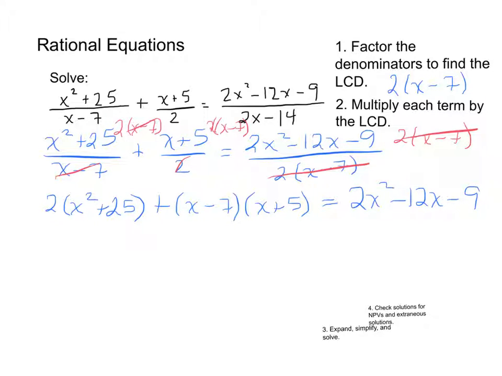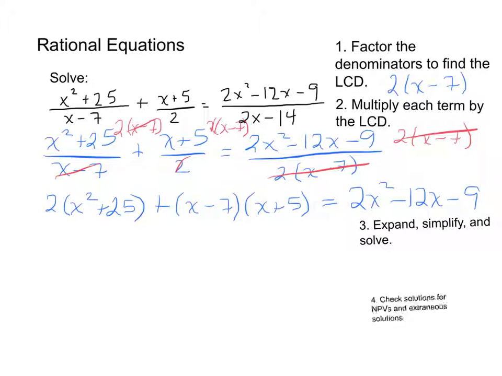And what we've done by multiplying by the lowest common denominator is we got rid of the denominators, and we're left with something that, even though it looks long and complicated here, is something that you know how to solve, because it's quadratic, and you already know how to solve a quadratic equation. So the third step then is expand, simplify, and solve.